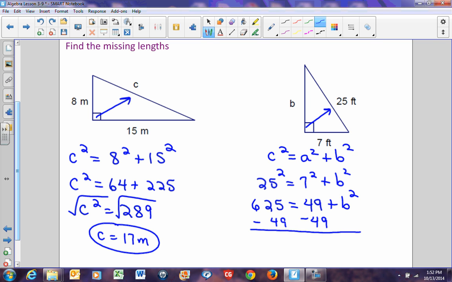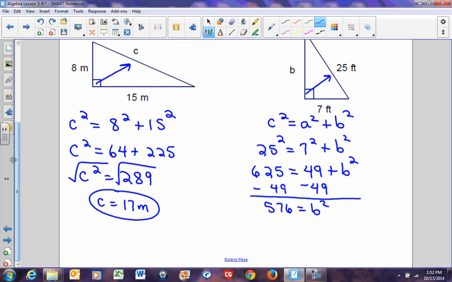And 625 minus 49 is 576. And that equals B squared. Again, I do not want to know what B squared is. I want to know what B is. So I will take the square roots of both sides of this equation. And I will find that B happens to be the square root of 576, which is 24. In this case, it would be labeled in feet. So we can find any missing side by following the Pythagorean theorem. You just need to follow the steps.